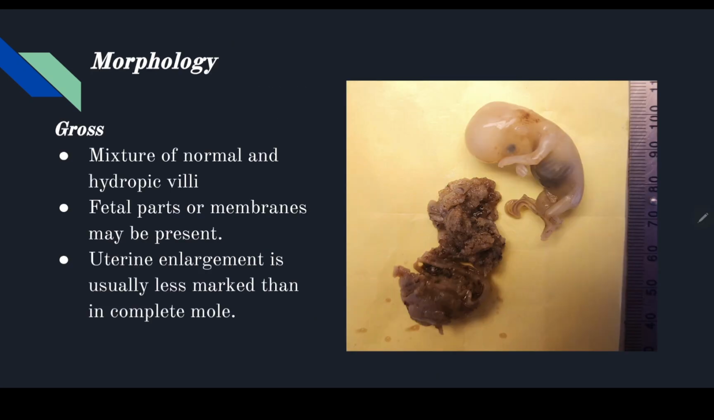Further, moving on to the morphology. In morphology, firstly, gross. In gross, both normal and hydropic villi are present, and fetal parts or membranes may be present because here both paternal and maternal chromosomes are present, giving rise to fetal development. And the uterine enlargement is less marked than in the complete mole.